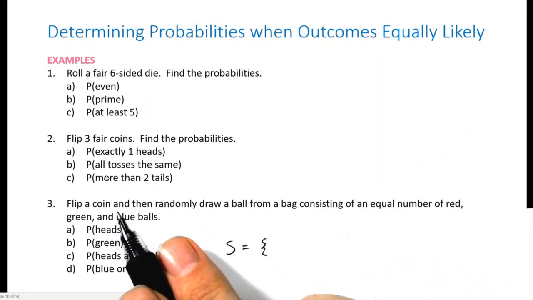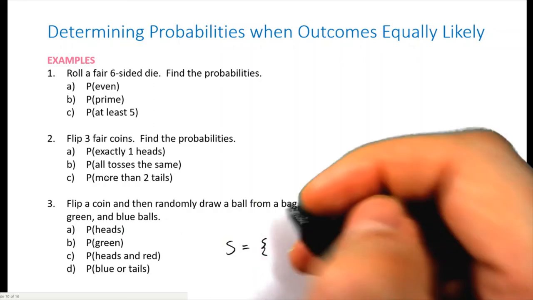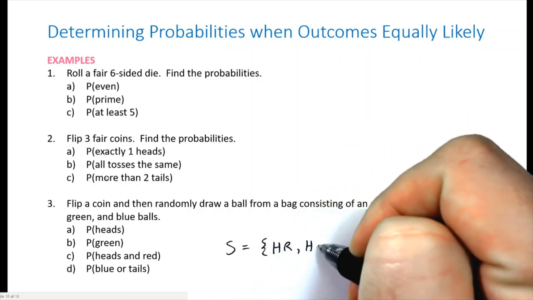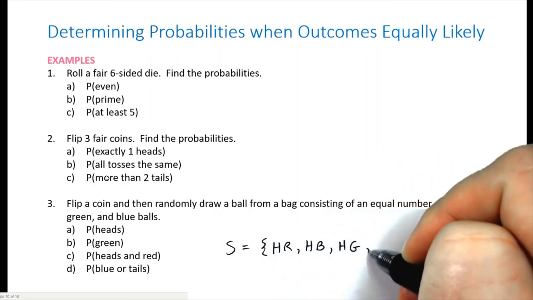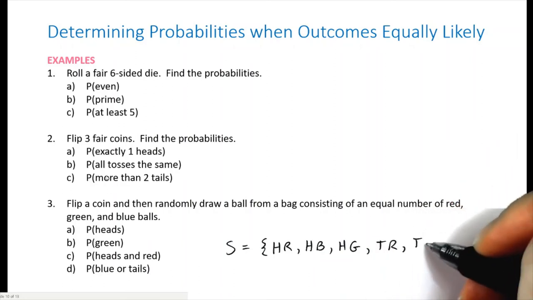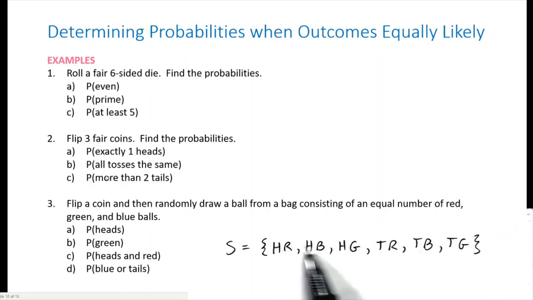Well, I flipped a coin, so I can either get heads or tails, and then I drew either a red, green, or blue ball. So I either got heads and drew red, or I got heads and drew blue, or I got heads and drew green. Right? Or I got tails and drew red, tails and drew blue, or tails and drew green. So this is my sample space. I've tracked the coin and the color of the ball.